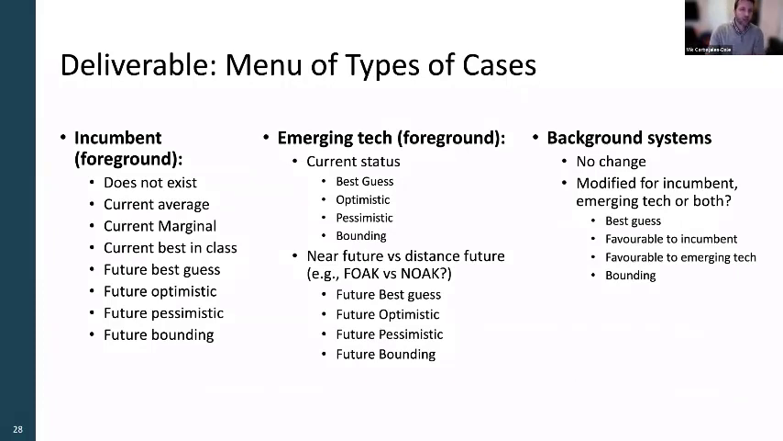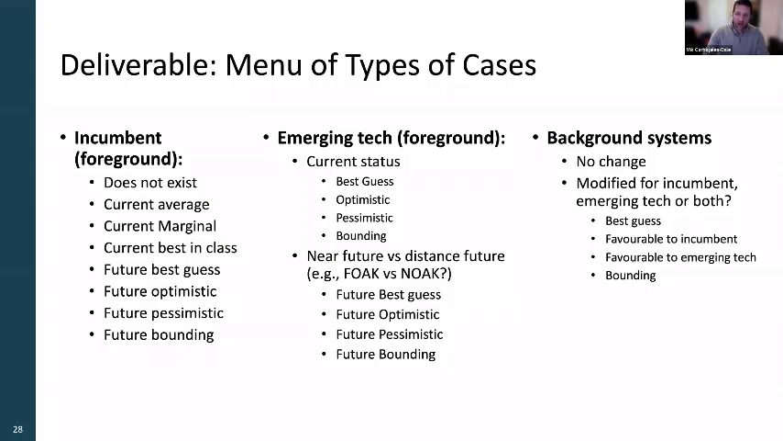Different types of cases that we could think about. So for an incumbent technology that you're going to compare against, does it exist? Maybe you could think about comparing to the current average, current marginal, current best in class. And a lot of this comes from work that's being done in the carbon capture and use space. They're really thinking about life cycle assessment and what that means in that technology area. So for the emerging technology, the current status is your best guess of what it might look like once it's been commercialized, maybe an optimistic or a pessimistic case, or maybe you're thinking about bounding using first principles.